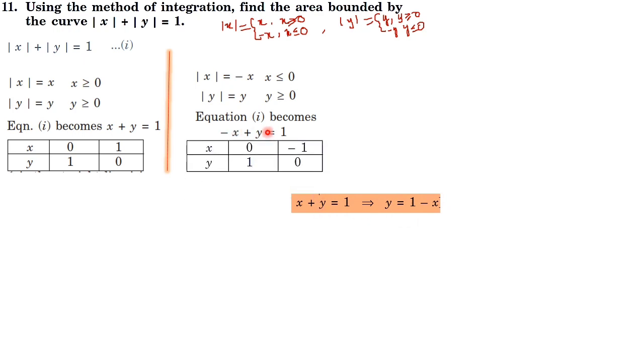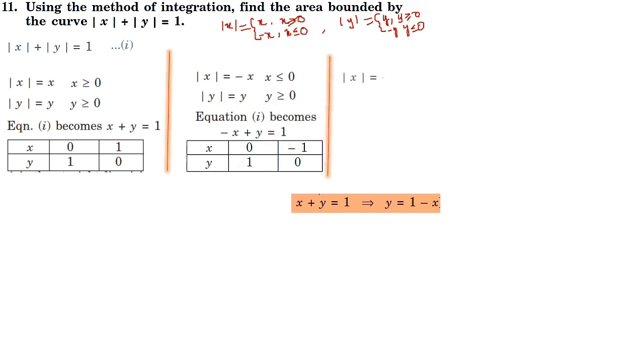For minus x plus y, I directly put x and y simultaneously as zeros. When x is 0, y is equal to 1. It's written here. Then when y is 0, minus x is equal to 1, that means x is equal to minus 1. So that is written, x is equal to minus 1. So the second line is also ready.